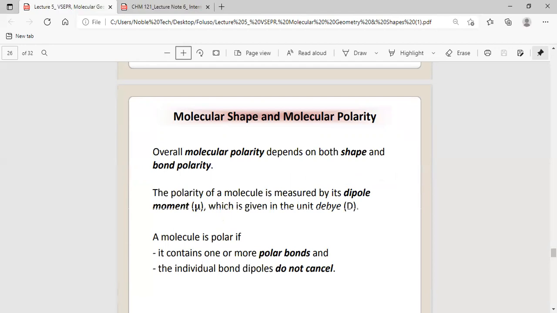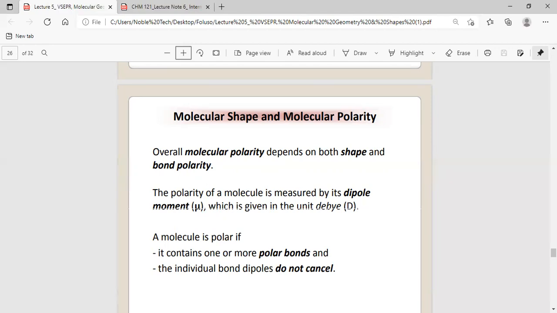Now, having established this, what is the implication of molecules having shape? What is the implication of covalent bonds being directional? The implication is that it affects what we call the molecular polarity of the molecule. What do we mean by that? Because of the arrangement of your bonds in space, it will affect the overall polarity of molecules. So the overall molecular polarity depends on both shape and bond polarity. Polarity of bond is introduced by difference in electronegativity.